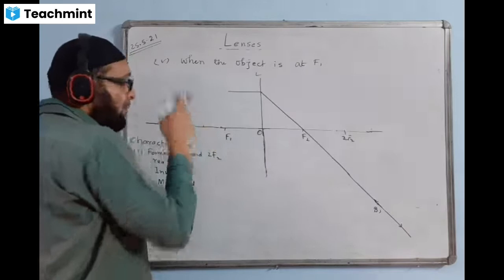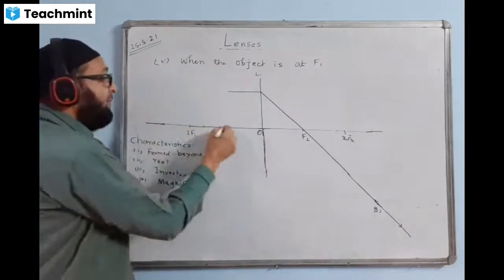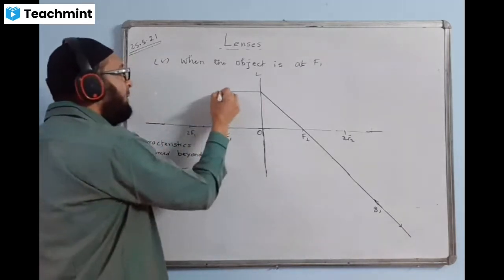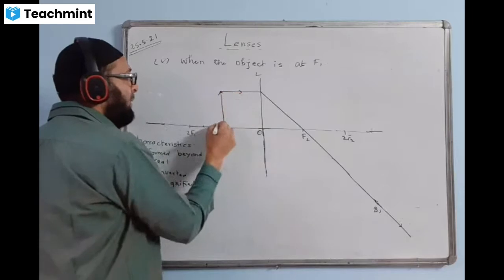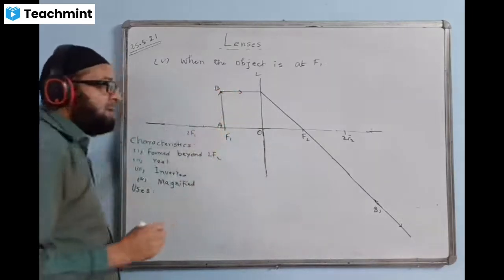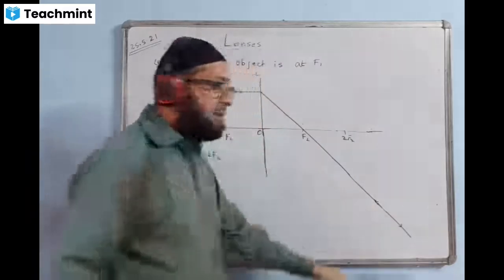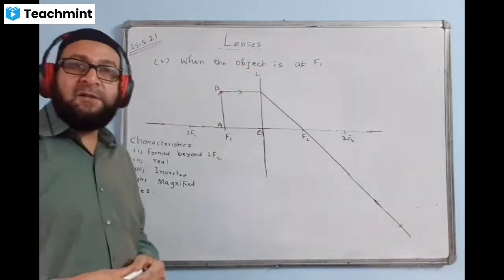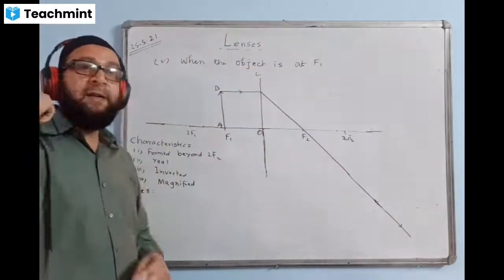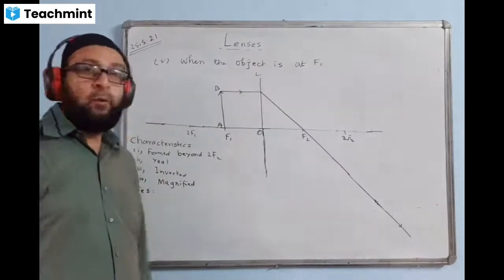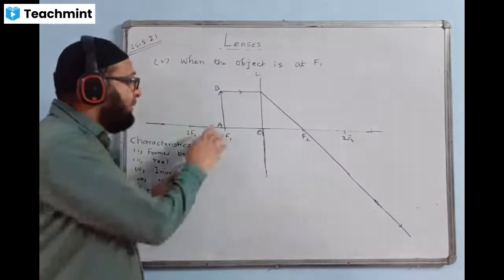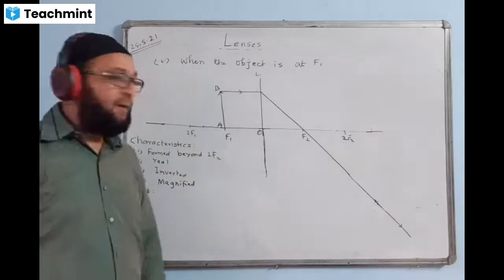Okay, now how to do? Keep the object at F1. F1 here is the object. Name the object AD like this, and now do. One thing: when the object is at infinity, if you remember the first case, the image was at F2. Now the object is at F1. Where is the image? The image must go at infinity.